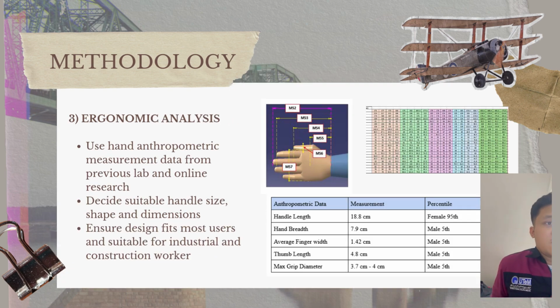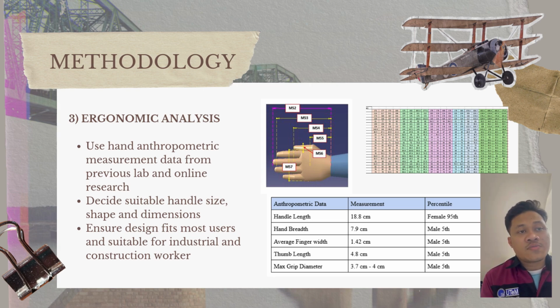The third one is ergonomic analysis. For the ergonomic analysis, we use hand anthropometric measurement data from previous lab and online research. From that data, we decide a suitable hand size, shape and dimension. From all that data, we can ensure that the design fits most users and is suitable for industrial and construction workers.